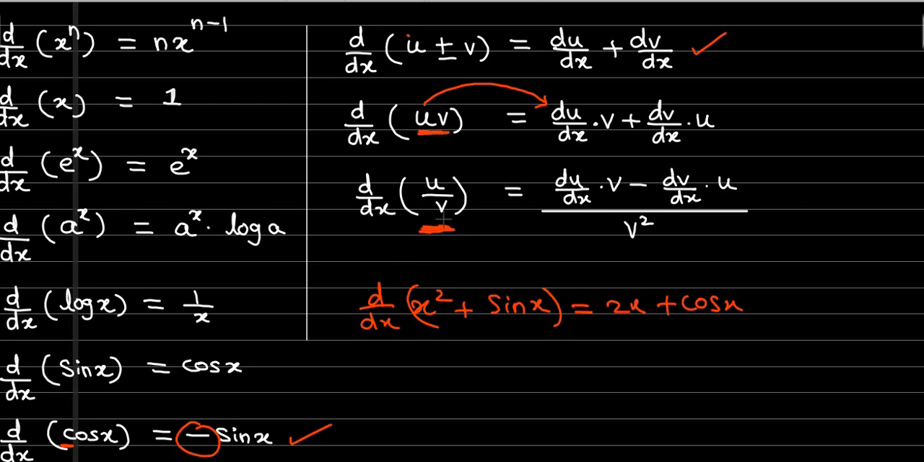Now this one we call the product rule, and this one is the quotient rule. U by v: when two different functions are in division form, do the differentiation of the numerator function first, into the denominator function, then minus, the differentiation of the denominator function into the numerator function, then the whole divided by v square. So all of this applies when two different functions are in addition form, subtraction form, multiplication form and division form.